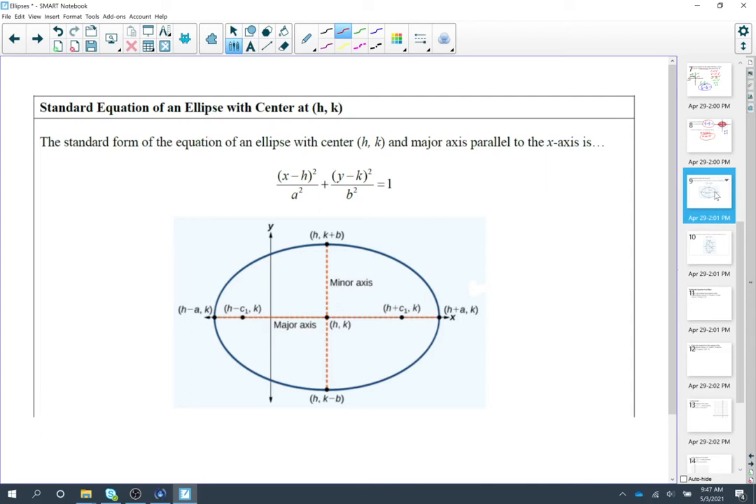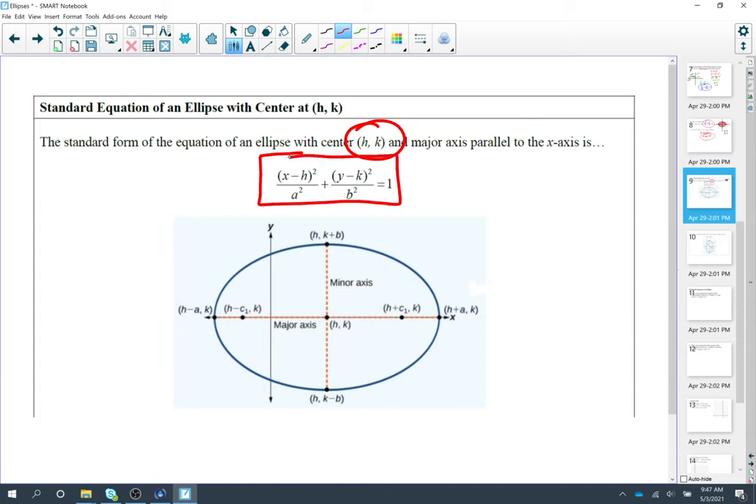Standard equation of an ellipse with the center at (h, k). So the question is now, what if it's not centered at the origin? What if it's centered somewhere else? Just like our parabola, our vertex is (h, k). If you look at our standard form equation here, it looks very, very similar.